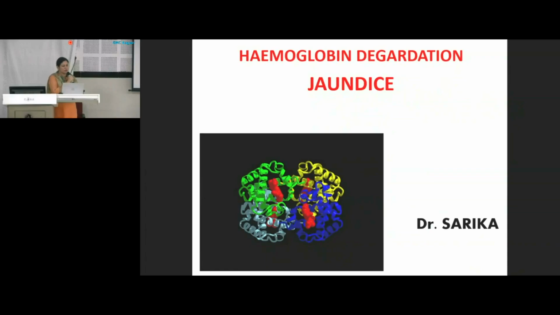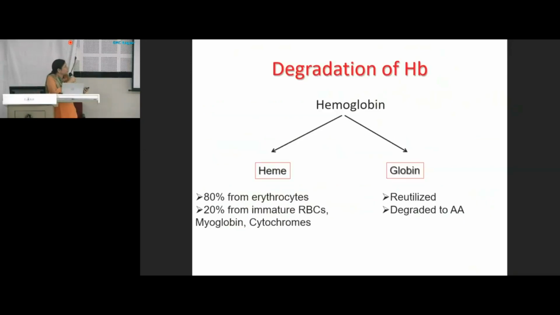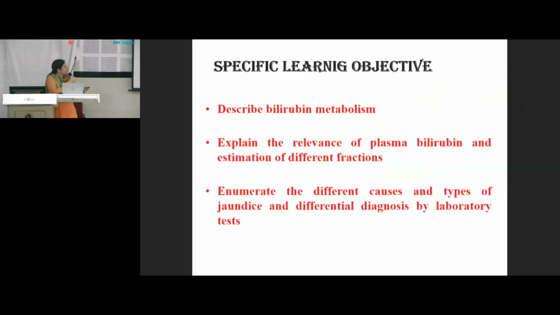Now we'll see the last topic, that is heme degradation and jaundice. Specific learning objectives are, at the end of the lecture, students should be able to describe bilirubin metabolism, explain the relevance of plasma bilirubin and estimation of different fractions, and enumerate the different causes and types of jaundice and differential diagnosis by laboratory tests.